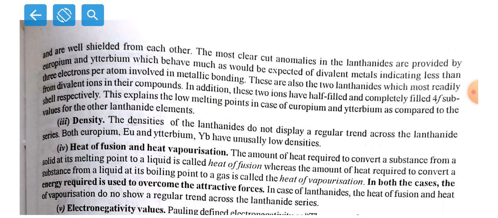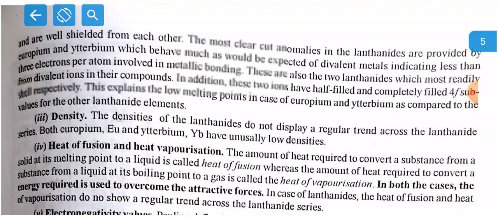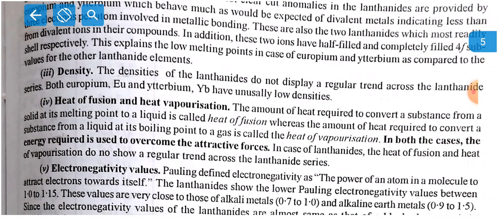This explains the low melting point in case of europium and ytterbium as compared to the values for the other lanthanoid elements. Third, density. The density of the lanthanoids does not display a regular trend across the lanthanoid series. Both europium and ytterbium have unusually low densities. Heat of fusion and heat of vaporization.